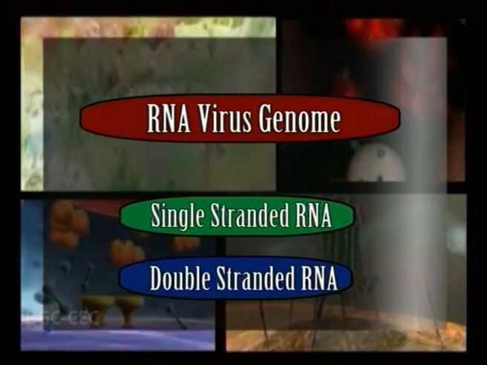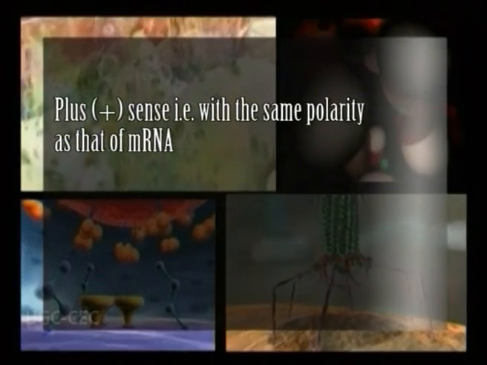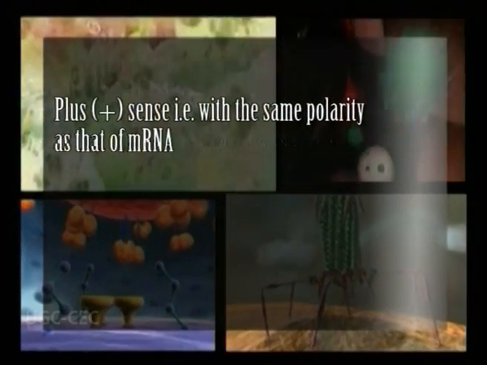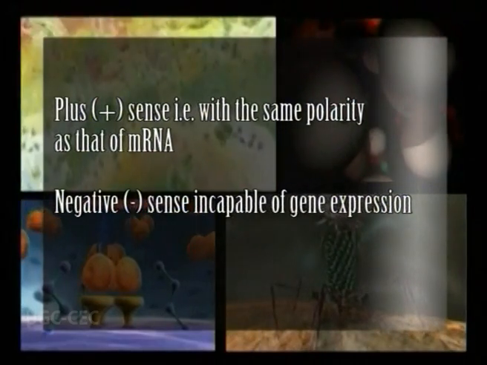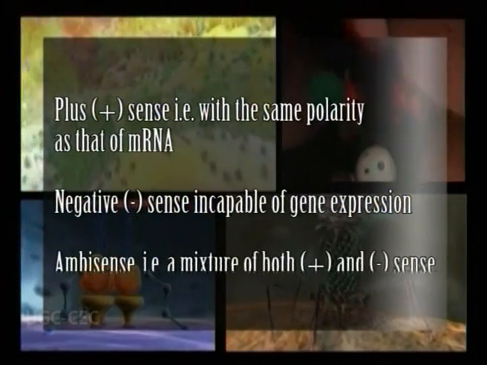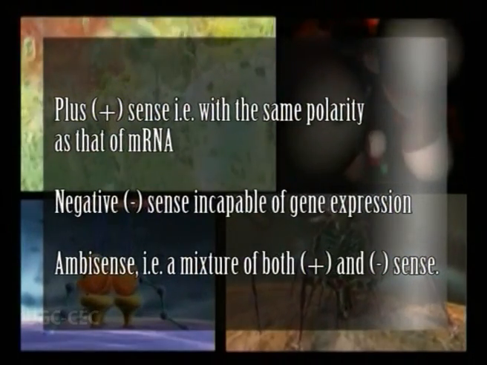A single-stranded RNA genome may be of plus sense, that is with the same polarity as that of messenger RNA, negative sense, which is incapable of gene expression, or ambisense, that is a mixture of both plus and minus sense.